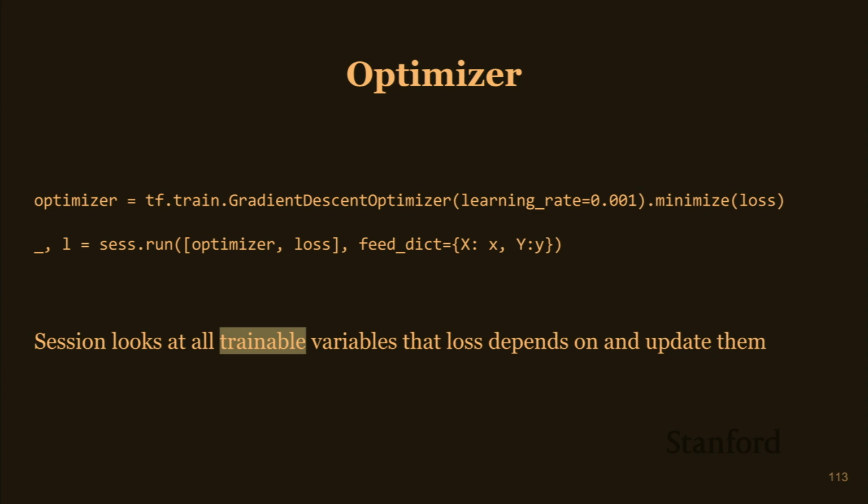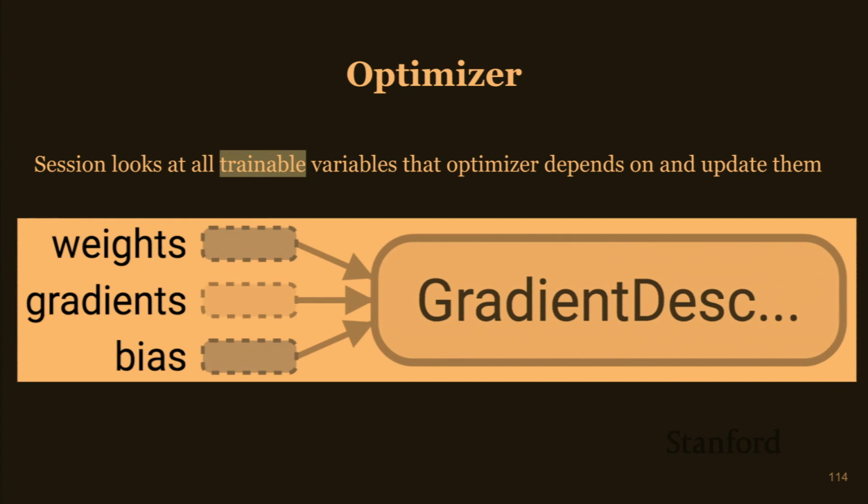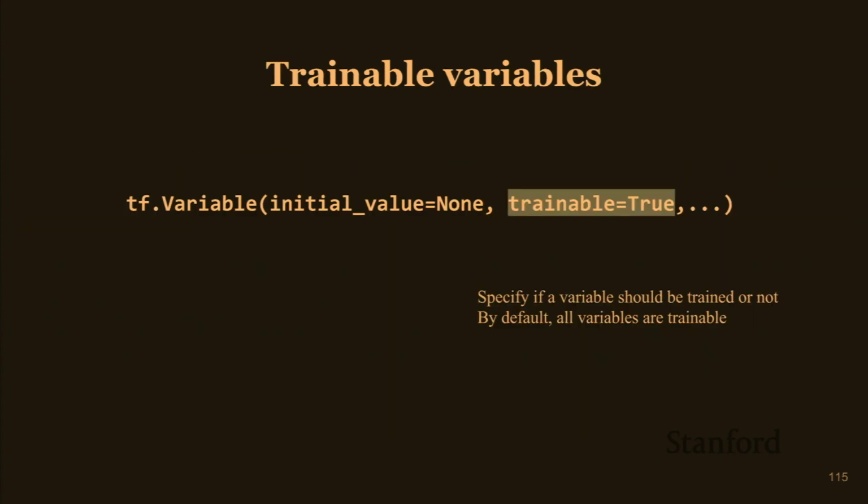Maybe not in this class, but in a lot of models there are parts you will not want to train. I often see this more in computer vision and also in reinforcement learning. But I don't think in this class you will have something that needs to stay constant through the training. When you create a variable, you can set trainable equal to true or false.